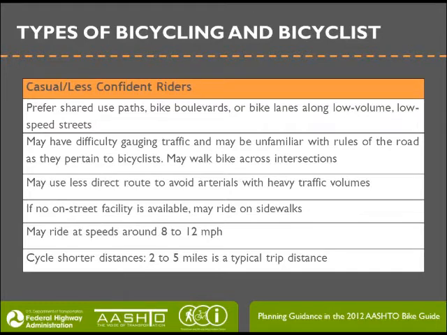There are a couple of charts in the planning chapter that I think are particularly good, and I just put in a couple of examples here. This is taken directly from the guide, and it talks about the casual, less confident riders, the fact that they may prefer shared-use paths, bicycle boulevards, bike lanes, and low-volume streets. So if you know most of the bicyclists in your community are going to be casual, less confident riders, maybe it gives you direction, for example, to focus first on doing some bike boulevards, which are relatively low cost and are going to meet this particular target group. Again, it doesn't change the design, but it may change what you decide to do in the short term and your first priorities. Next.